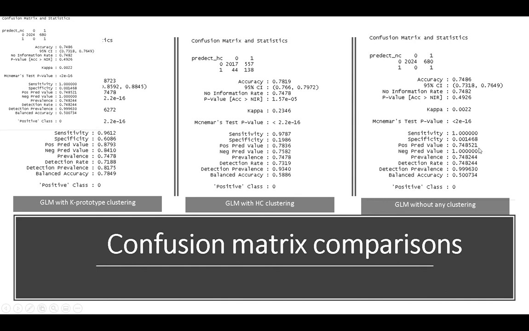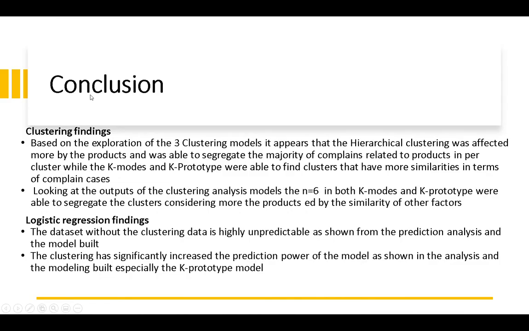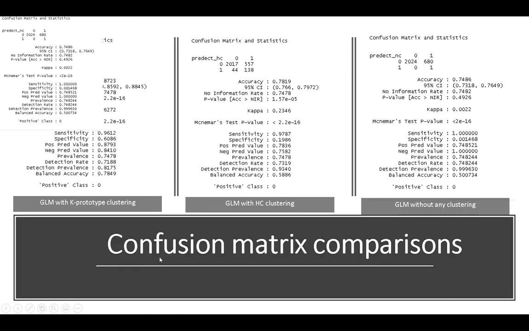between the three models. So as you can see here, the sensitivity is 0.96 and specificity is 0.8. This is the K prototype cluster, and this is the HC cluster. Sensitivity is 0.97, specificity is 0.198, and the balanced accuracy is 0.58 here, 0.78.